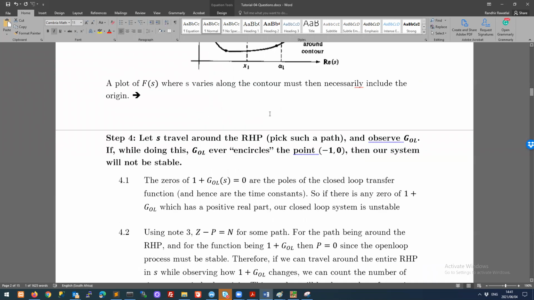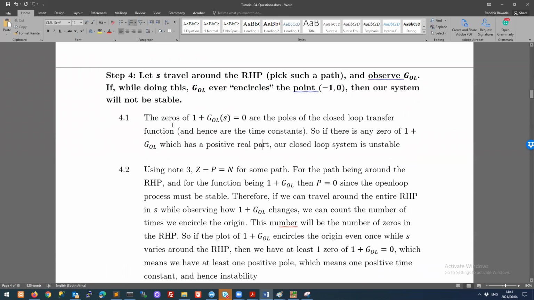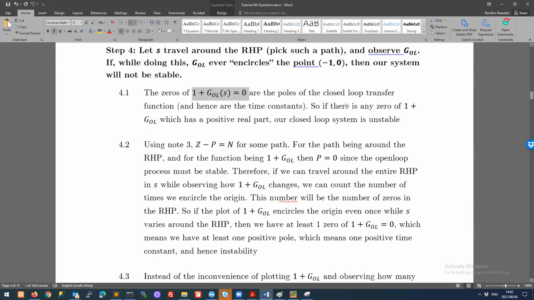So this principle is broken down into a couple of steps here. First off, the zeros are the poles of the closed loop transfer function. We already said this, right? So we've established that, yes, we are worried about the zeros of this function. We are worried about the poles of the closed loop transfer function, and the poles of the closed loop transfer function are where we have the zeros of this equation, 1 plus g open loop equals 0. So that's fine. This is the thing we are trying to figure out.